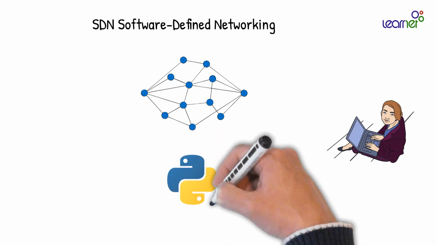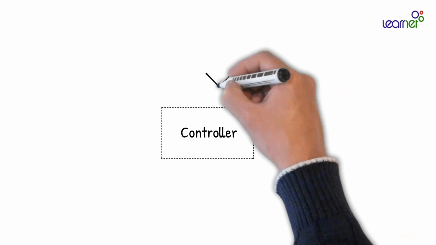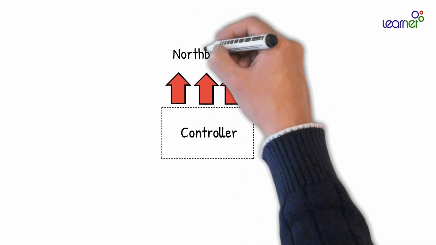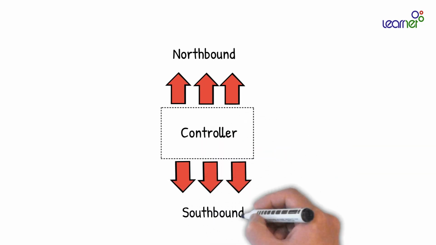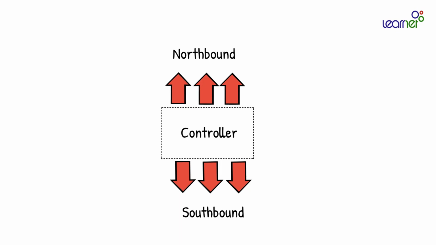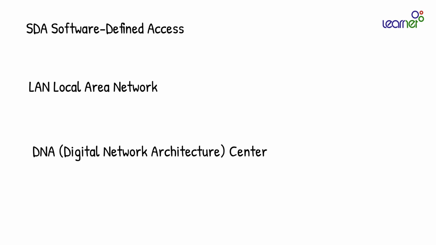Basically, SDNs have a controller in the middle, and this controller communicates northbound to the network engineer and southbound to the networking gear through different protocols, APIs, and programming languages. Cisco has different SDN solutions. One of them is called SDA or Software-Defined Access, which is used for LANs. In SDA, the middle controller is called DNA Center or Digital Network Architecture Center.